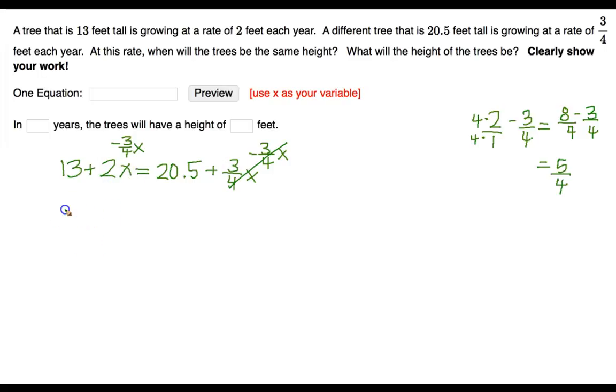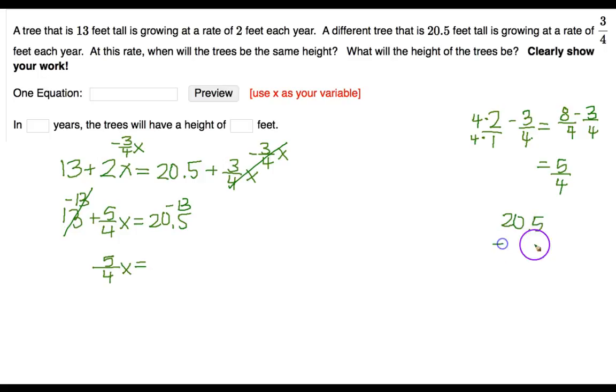So now I have 13 plus 5/4 x equals 20.5. Now all you need to do is subtract 13 from both sides, leaving me with 5/4 x equals, do some side work once again, 20.5 minus 13. It's going to leave me with 5. I'm going to have to borrow, leaving me with 7.5.